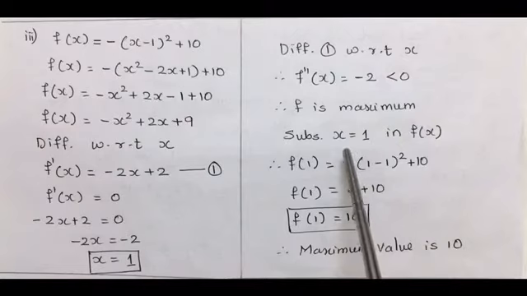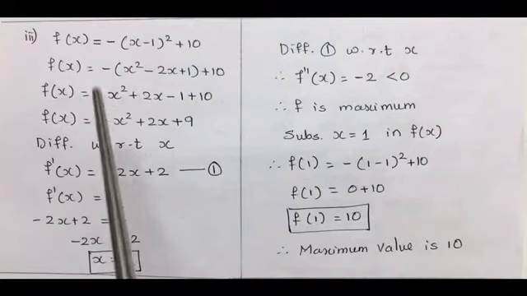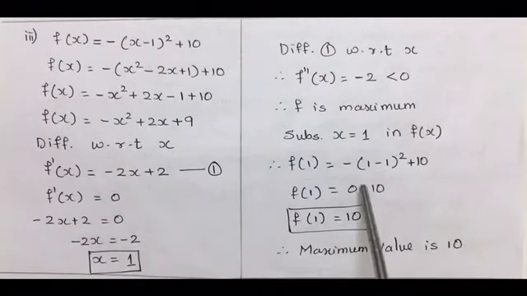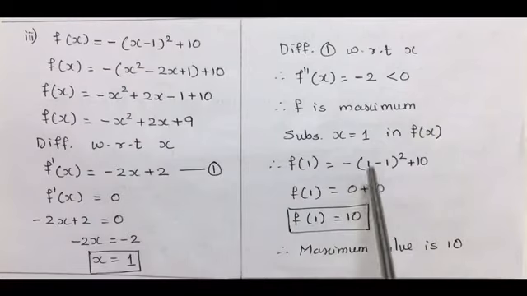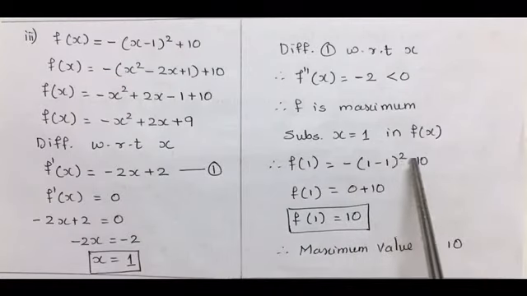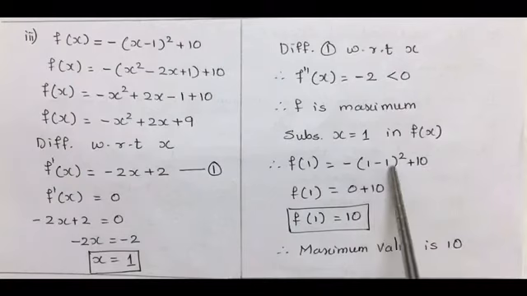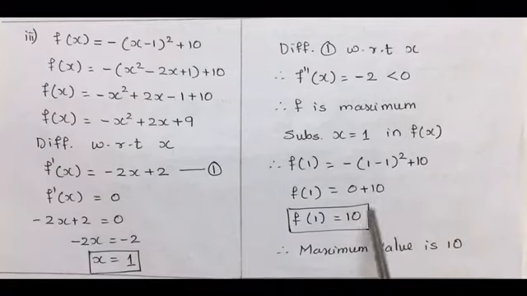Now what is the maximum value of f? For that we'll be keeping the value of x equal to 1 in f. So keeping that value, f of 1 is equal to minus, in the place of x 1 is kept, so (1 minus 1) whole square plus 10. 1 minus 1 is 0, so f of 1 is equal to 0 plus 10, and f(1) is equal to 10. Therefore the maximum value is 10 when x is equal to 1.